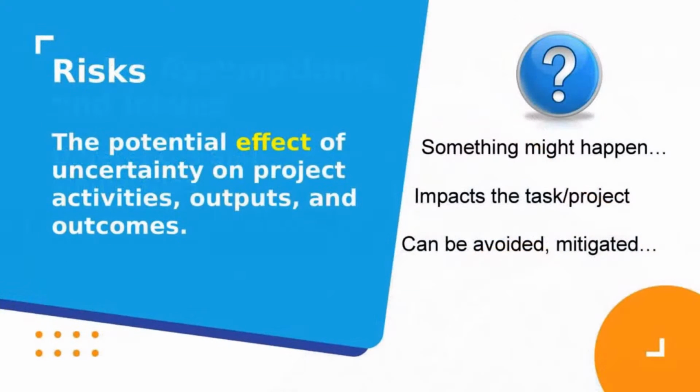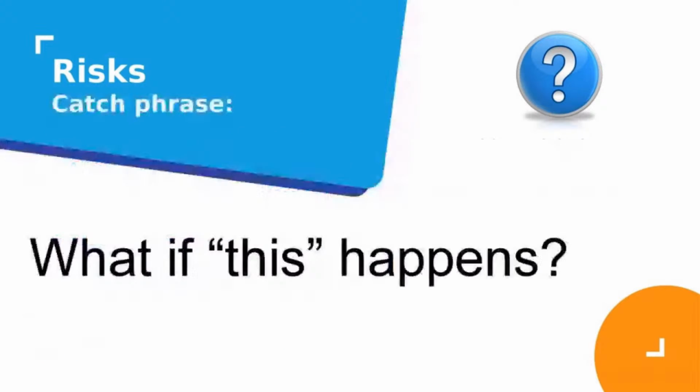Risk is the potential effect of uncertainty on project activities, outputs, and outcomes. You can see that effect is highlighted because risk is not just the event. It's what that event will make, how it will affect our project and our activity. It's something that might happen. It's not certain that it's going to happen. It impacts the task or the whole project. And it can be avoided, can be mitigated. You can reduce the probability or the impact of that risk on your activity or your project.